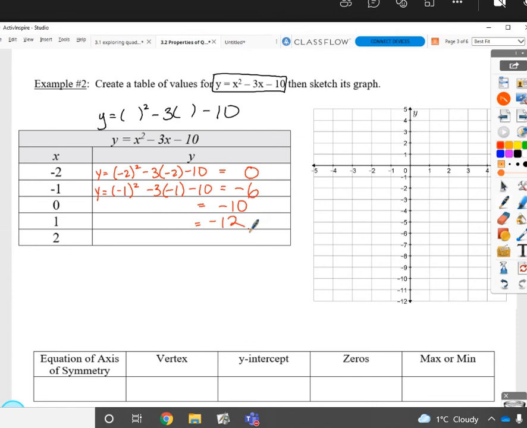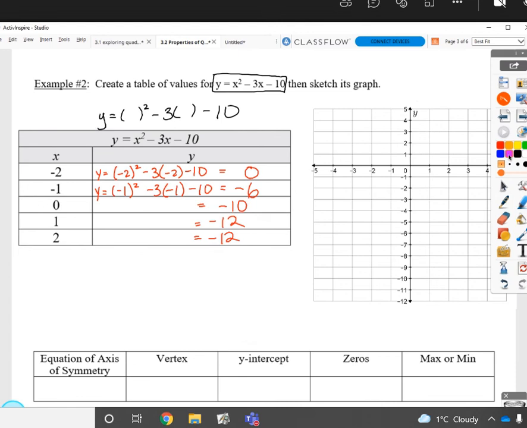I think when I typed in 1, something must have messed up. Did you get -12 again? Yeah. It doesn't seem right, does it? Let's have a look at what this thing looks like. 2 squared is 4, minus 6. 4 minus 6 minus 10 is certainly -12. Interesting. Well, let's go ahead and graph this.